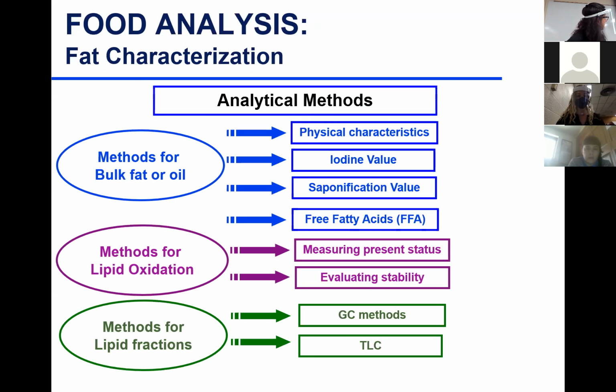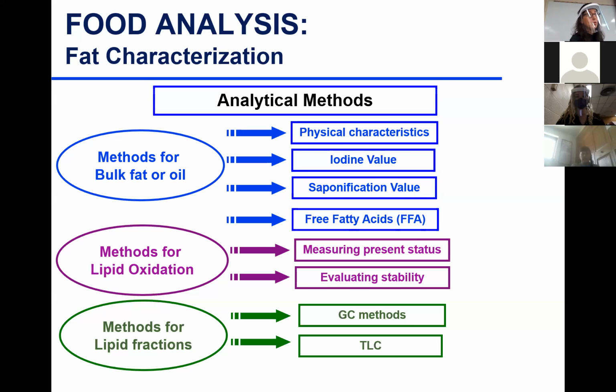All right. So I'm going to move this out of the way now for a second. All right, so we have so many different analytical methods that we will be talking about today. And there are a set of methods that we usually use for bulk fat or oil. What do we mean by bulk fat and oil? That means either olive oil or lard or butter. So just oil or lipid or fat. We do a lot of different testing there. There are physical characteristics that we'll talk about.